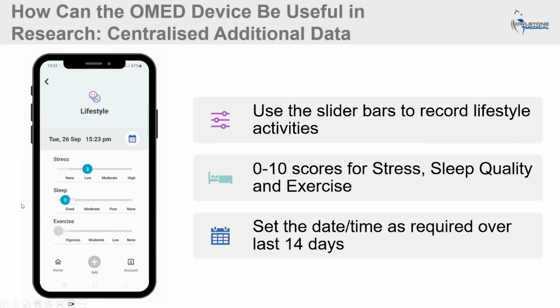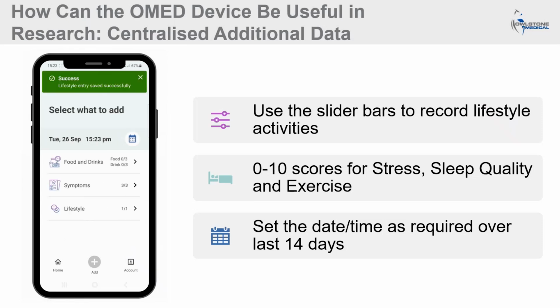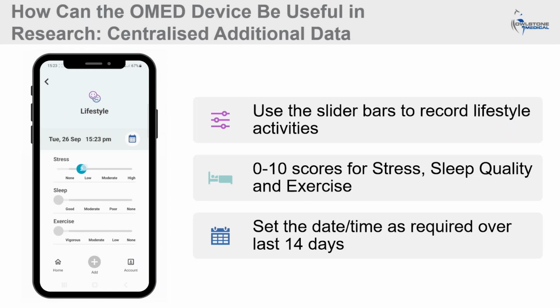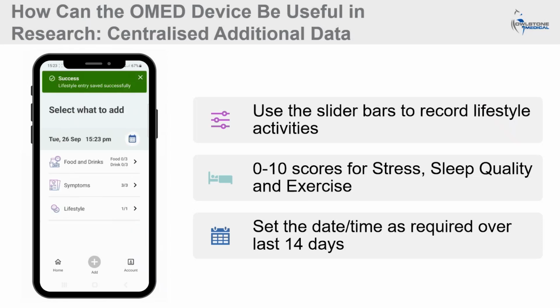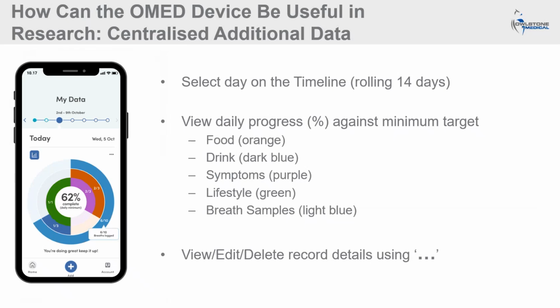I also talked about the other kind of things that can impact hydrogen and methane readouts. So that's stress, sleep and exercise. And again, we've got a sliding score here to help people record on a particular day what their lifestyle looked like on that particular day. And all of that data is then available for analysis and viewing in the portal as the patient collects the data and the study goes on.